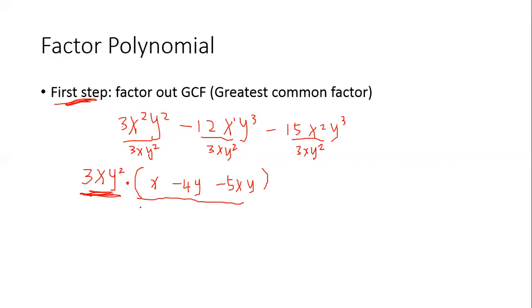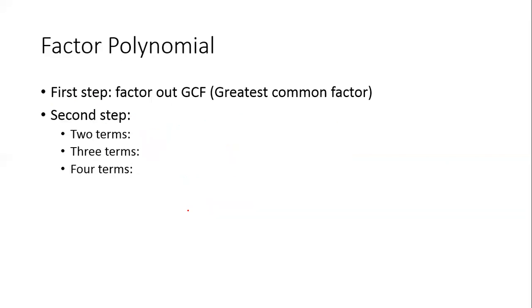Now, after you take it out, is there anything we can continue? For this example, we cannot continue with whatever is left inside this. But for some others, we may be able to continue there. So let's look at another method, which is considered the second step. The second step we're going to do is based on the number of the terms.